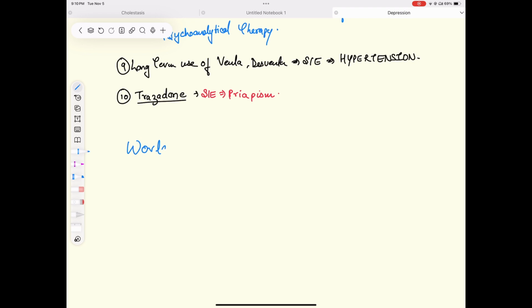World Mental Health Day is celebrated on 10th of October each year, and there is also a specific term which is Blue Monday. It is used in the United Kingdom to describe the third Monday of January as the most depressing day of the year.